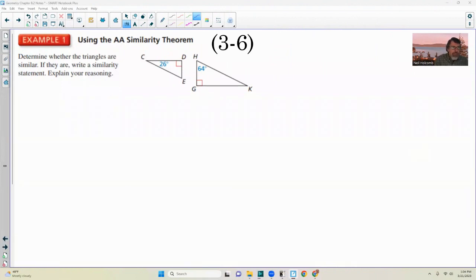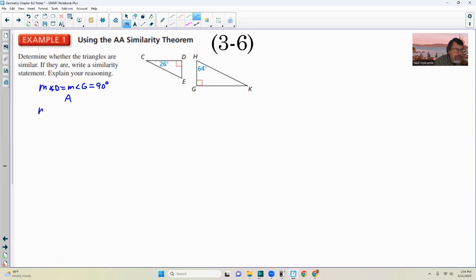Okay, so here's example one, using the angle similarity theorem. It says determine whether the triangles are similar. If they are, write a similarity statement and explain your reasoning. Okay, so take a deep breath. Right now I can say the measure of angle D equals the measure of angle G because they both equal 90 degrees. So that's an angle. But then I have a 26 here at C.